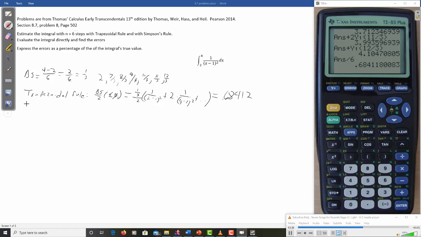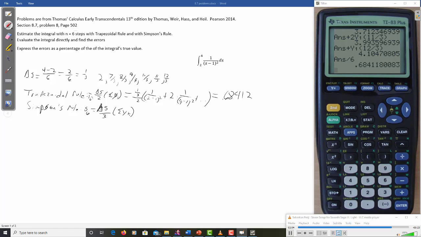Alright, then we have Simpson's rule. Although, instead of just saying Simpson's rule, I'd usually say T6 equals and S6. That actually denotes which one is which. So this would be delta s over 3, times the sum of y sub k's.